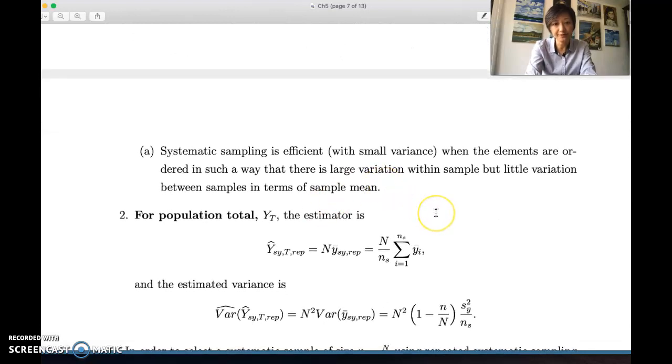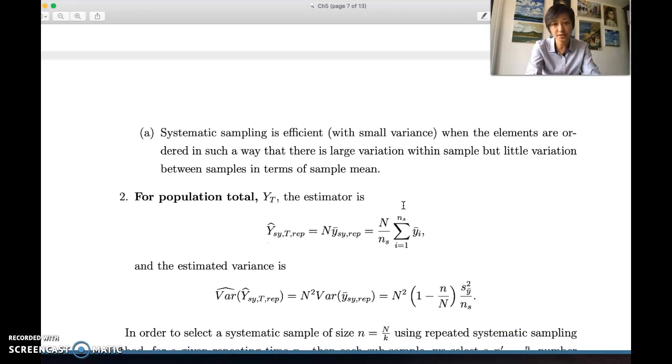So systematic sampling is efficient. That means it should yield a smaller variance when the elements are ordered in a way that there is a large variation within the sample, but little variation between samples in terms of the sample mean. What I mean here is just repeating what we've just talked about: systematic sampling would produce a smaller variance estimate, which is more precise, if we have an ordered population. And the sample we selected, we want it to be more heterogeneous within the sample, so large variation within the sample but little variation between samples. That means more homogeneous between the clusters. So this is the total opposite of stratification.